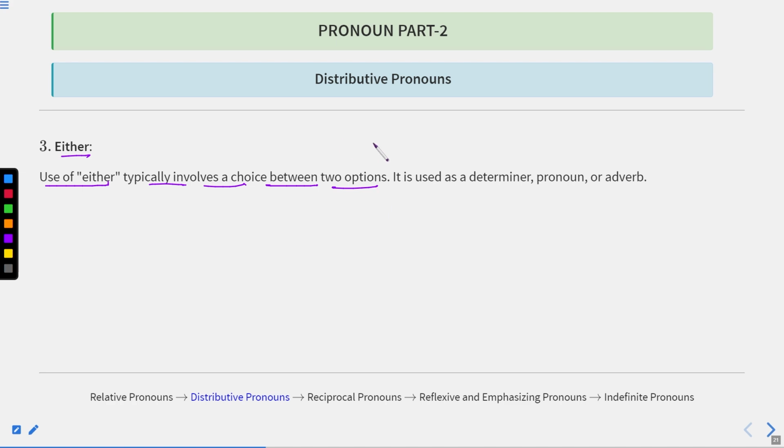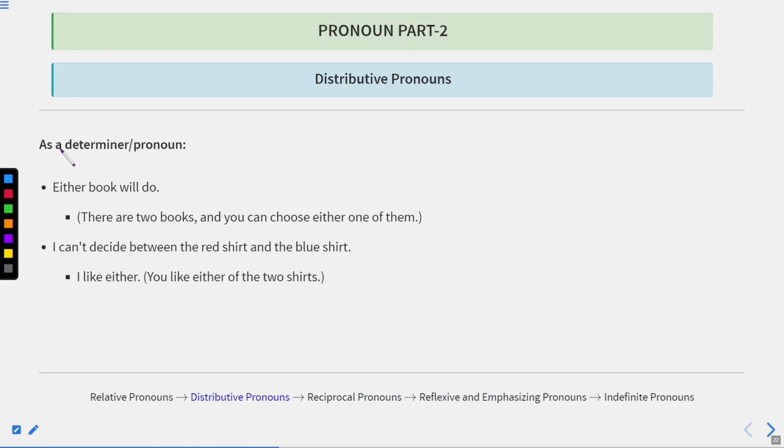Okay, it is used as a determiner, pronoun or an adverb. As a determiner or pronoun: either book will do. So here, just after either we have a singular noun. Either book will do means we have two books and one of them will work. Okay, there are two books and you can choose either of them, either one of them. I can't decide between the red shirt and the blue shirt. I like either, because you like either of the two shirts.